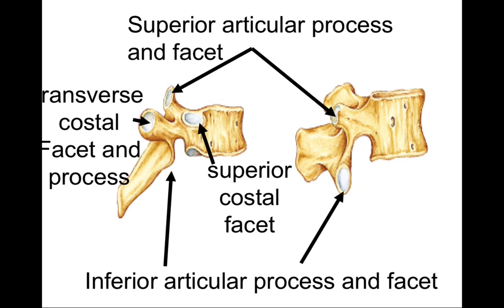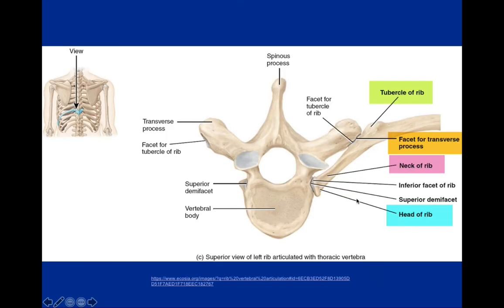But the ribs are also going to be coming in and articulating with our thoracic vertebrae in that region. And so our thoracic vertebrae will also have a superior costal facet and a transverse costal facet, which will be necessary to help our ribs articulate twice with each vertebra. This picture will demonstrate the superior costal facet and how the rib's going to come in and articulate with that. And then over here we'll have that transverse process with the transverse costal facet, which will articulate with the second point on every rib. So every single rib will articulate with each vertebra twice.